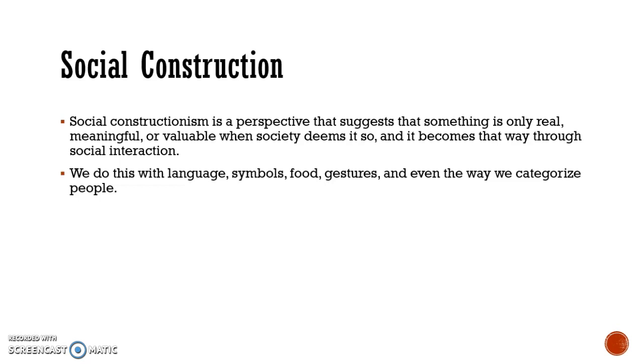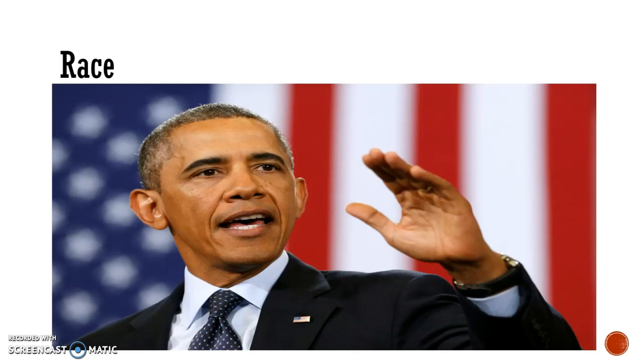So just as a reminder, we're going to be talking about social construction again, like we have almost every class this semester. Social construction is a perspective that suggests that something is only real, meaningful, or valuable when society deems it so, and it becomes that way through social interaction. We do this with language, symbols, food, gestures, and even the way that we categorize people. Last week we talked about the ways that we categorize people according to gender, and this week we will talk about how we categorize people according to race.